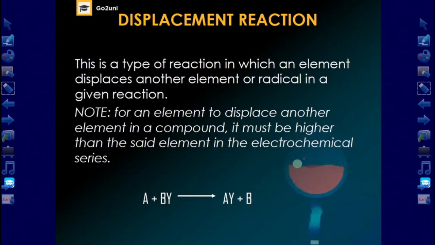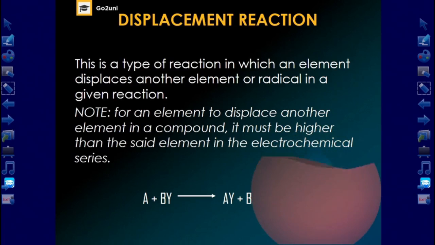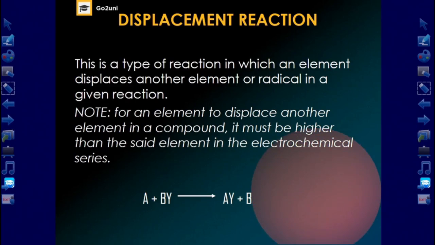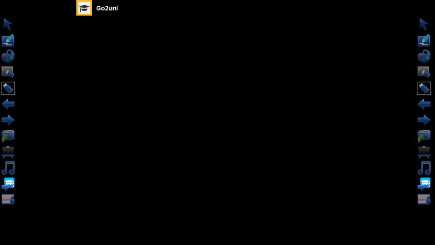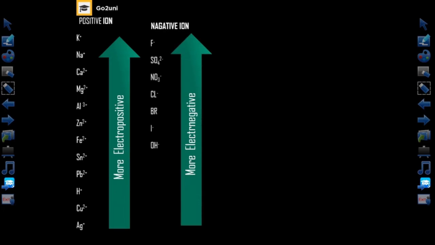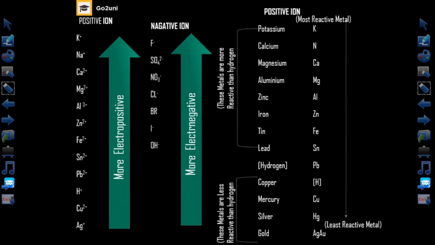So displacement reaction here tells us that for an element to displace another element, it must be higher than it in the electrochemical series. Let us therefore take a good look at the electrochemical series. Brief introduction again to the electrochemical series. The electrochemical series is simply an array of cations and anions, which tells us the strength of different cations.